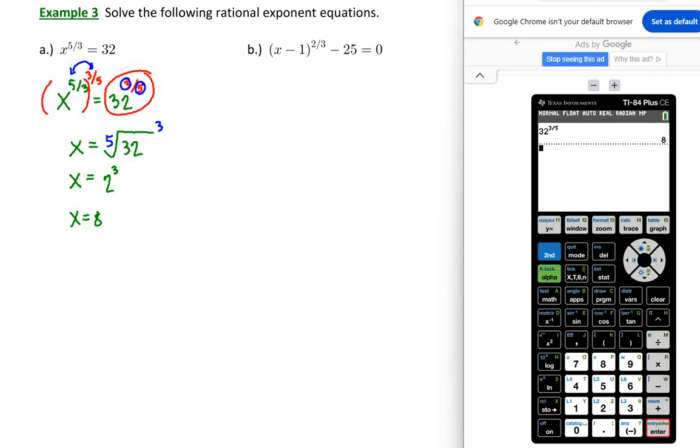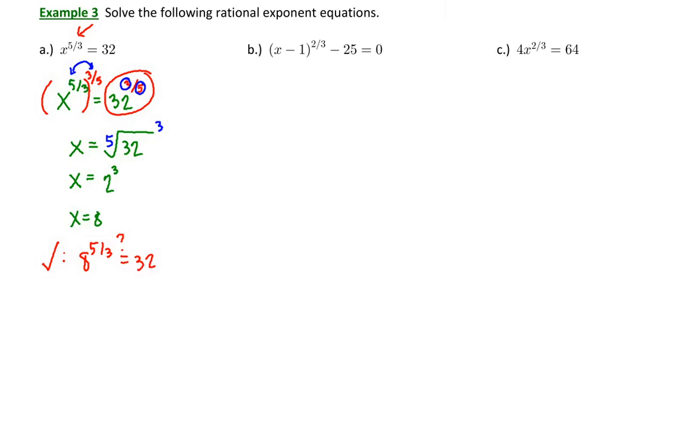Now let's make sure that that's the correct solution. I want to take the 8 and plug it all the way back into the original equation and find out if 8 to the 5/3 is equal to 32. We can just type that into our calculator. 8 raised to the 5/3 does give us 32. So we have the correct solution to our equation.